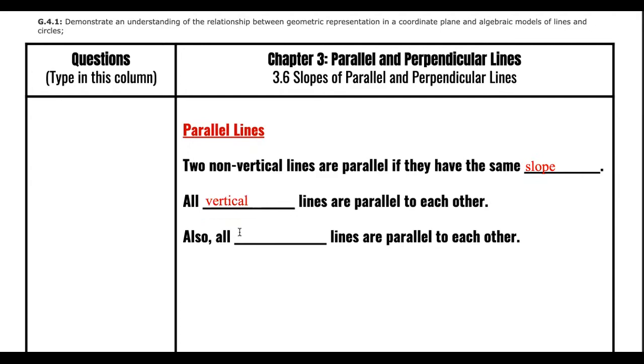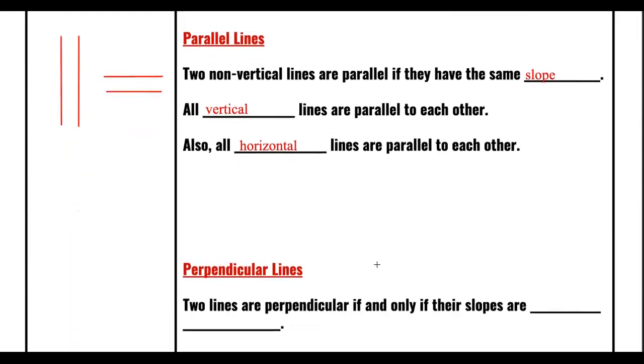And also all horizontal lines are going to always be parallel to each other. And that should make sense because visually we would know that they're never going to cross and they appear to have the same slope, but also mathematically we can see that as well. Okay. So let's get a pair of vertical lines right here. Okay, and then also horizontal lines are going to be parallel too. Okay. Now let's move on to perpendicular lines.